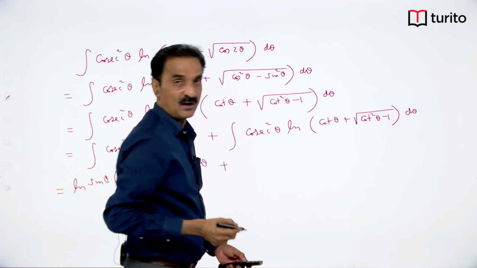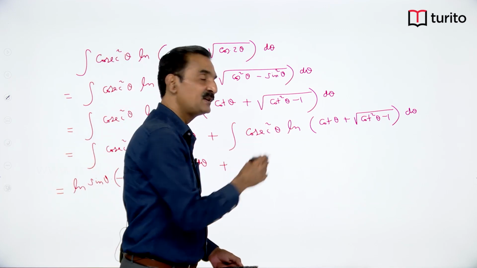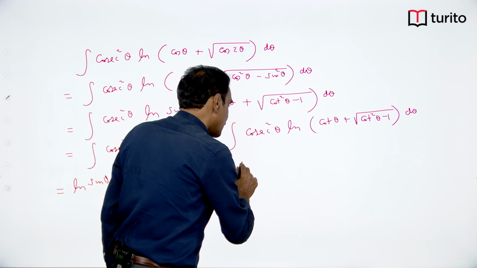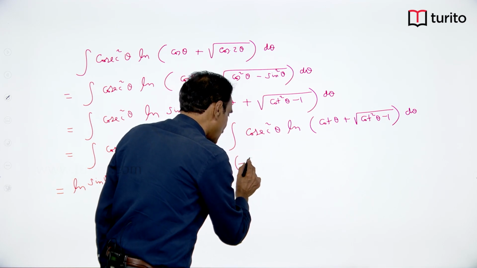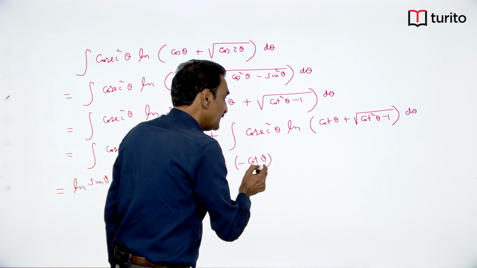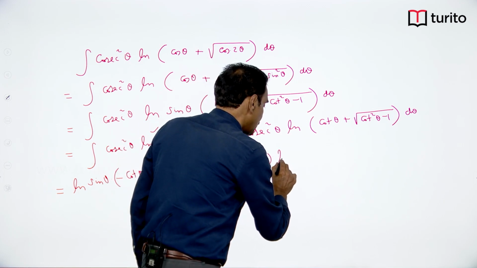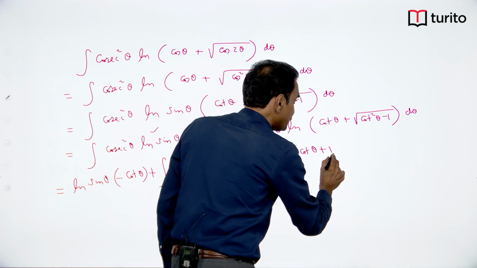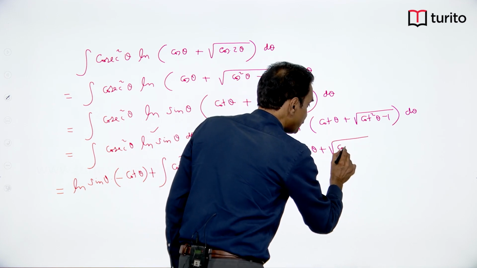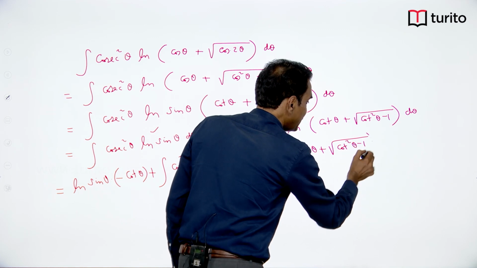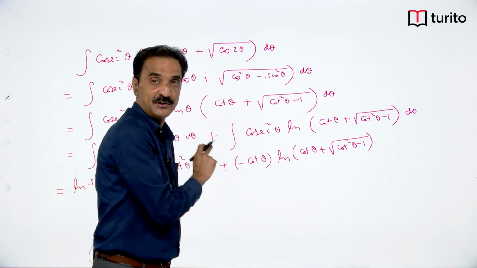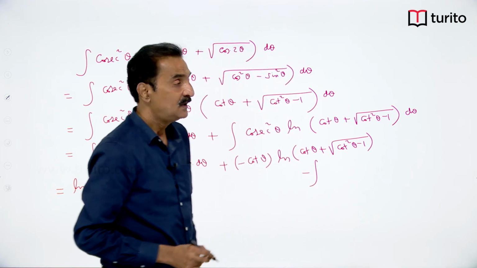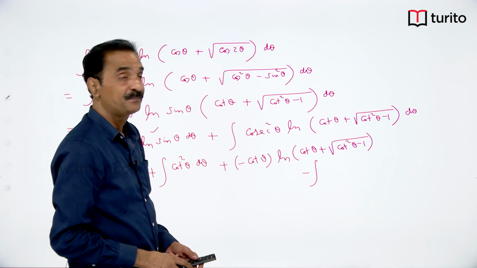this is first function, logarithmic function, and the cosecant square theta is second function. So first function into integral of the second, I will write integral of second first, minus cot theta into ln of cot theta plus root cot square theta minus 1, first function into integral of the second, minus integral derivative of the first function.